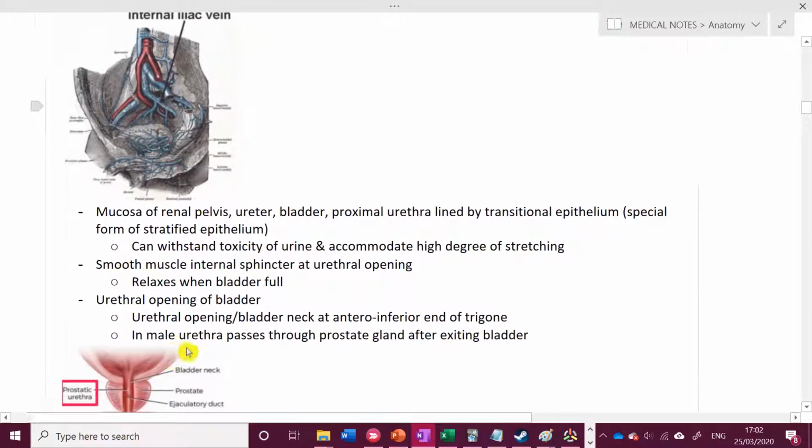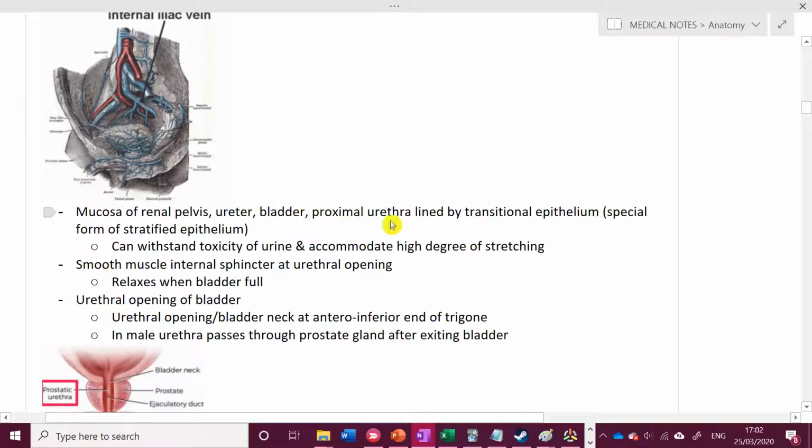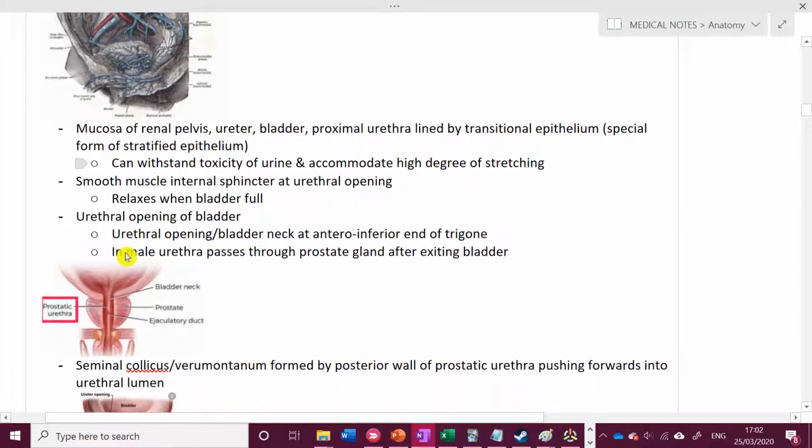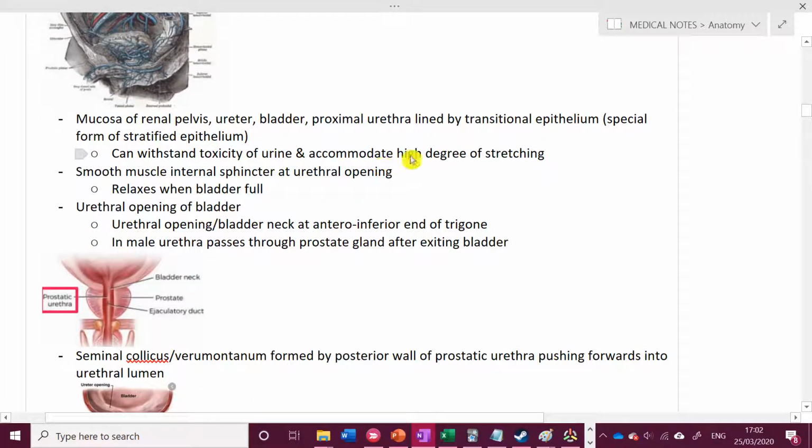The mucosa of the renal pelvis, ureter, bladder, and proximal urethra is lined by a special type of epithelium called transitional epithelium, which is a form of stratified epithelium. And this is important because it needs to be able to withstand the toxicity of the urine and accommodate the high degree of stretching in the bladder.